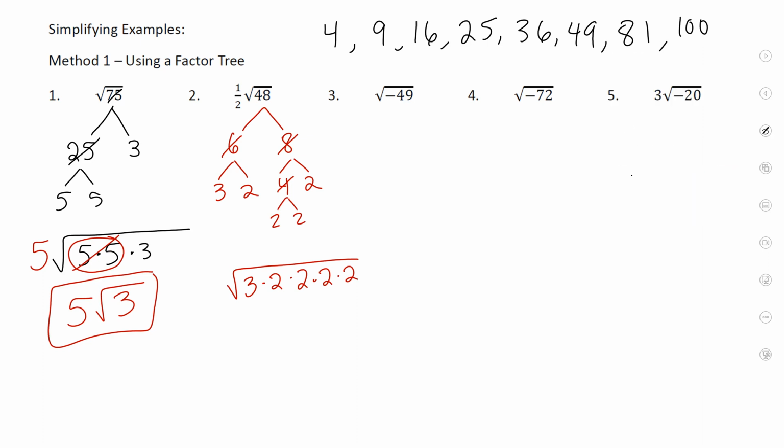Okay, now let's look at some pairs. Here is a pair of 2s. Cross it out. One of them will go outside. Here's another pair of 2s. Cross it out. One of them will go outside.